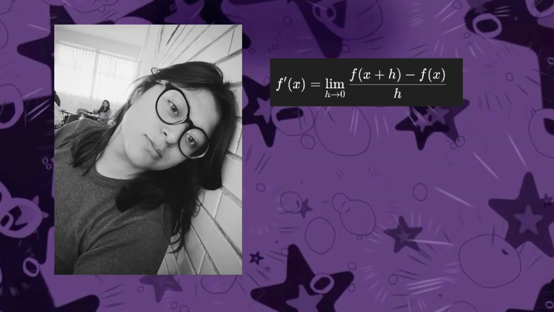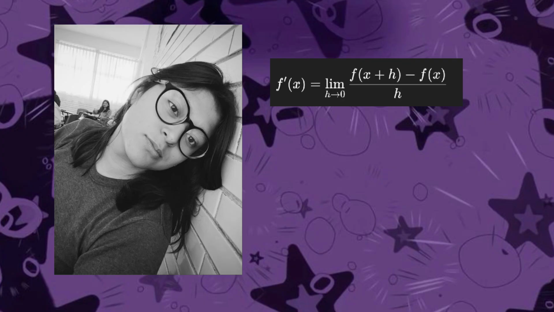Formal definition. The complete limit definition of the derivative is going to be shown on the screen. This formula shows exactly how the derivative is constructed. We take 2 points on the function, one at x and one at x plus h. We calculate the average rate of change between them. Then we bring values of h so that the 2 points get extremely close. In the limit, the average rate becomes the instantaneous rate.